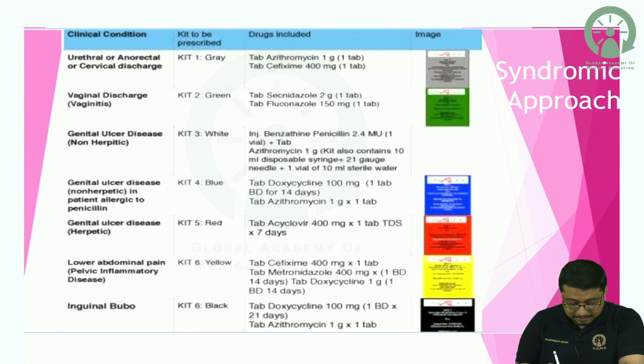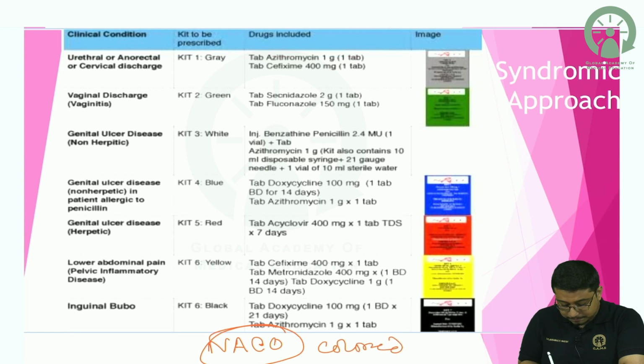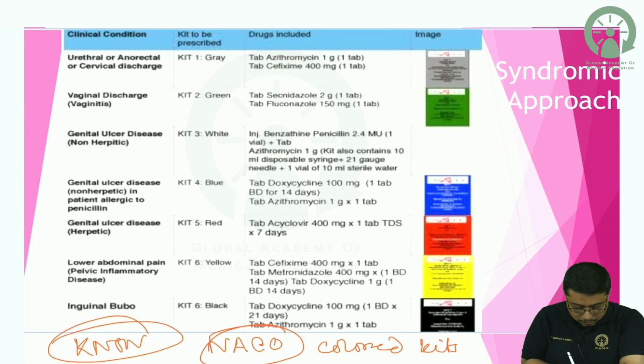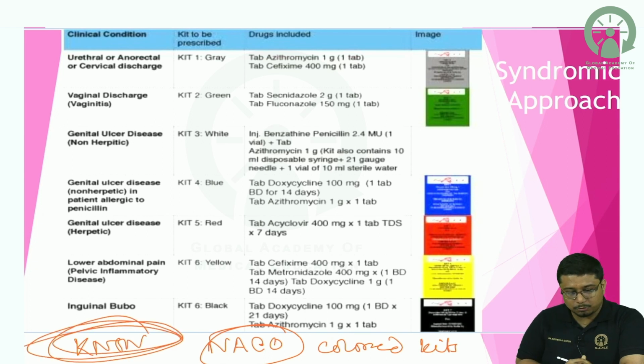So this is another chart which you should definitely know, the NACO, the National AIDS Control Organization, NACO colored kits. This is something that you should know absolutely. Like, you should not be going to the exam not knowing this. Okay, and this is not today's class that we teach this. Okay, I will just briefly say it.